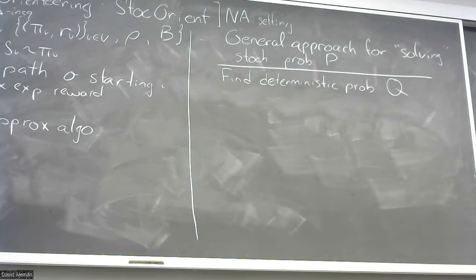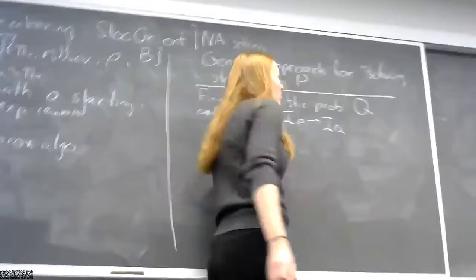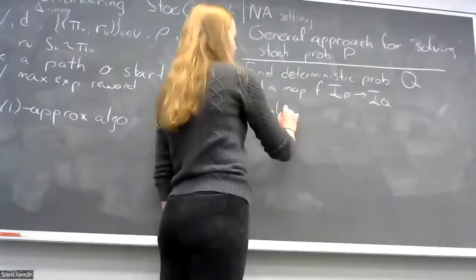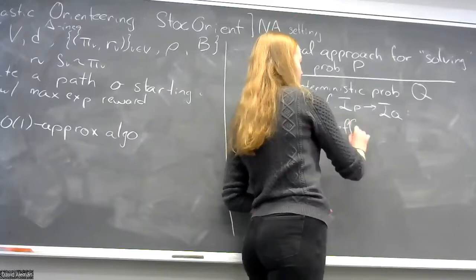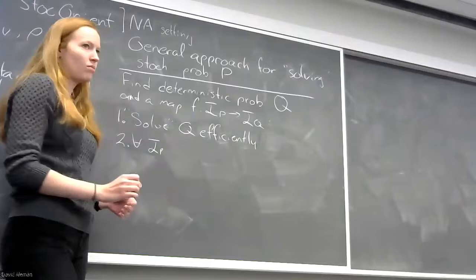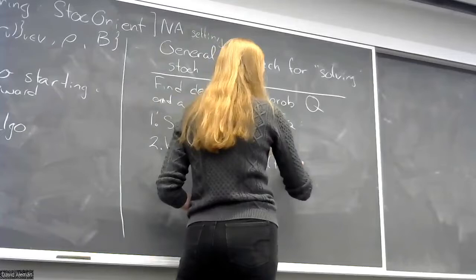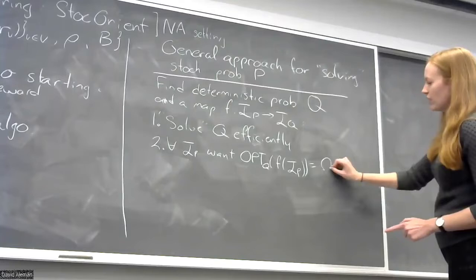We want our deterministic problem Q, and a map from instances of our stochastic problem to instances of the deterministic problem, where we have the following. We want to be able to solve Q efficiently, with some reasonable definition of solve. The second thing is that for all instances of our stochastic problem, we want the optimal value of the deterministic problem Q, so we've mapped the instance to a problem of Q, to be some constant factor of the expected value of the stochastic problem.